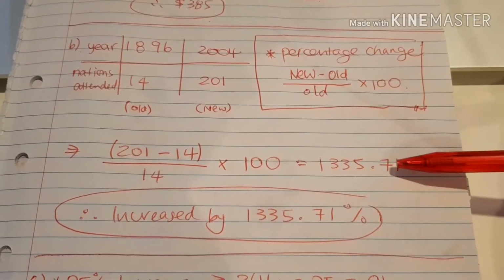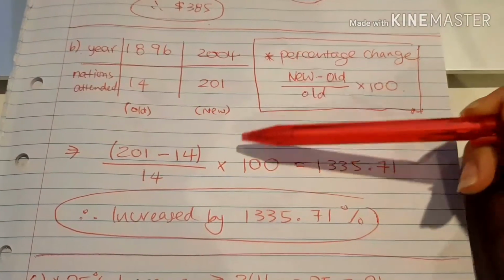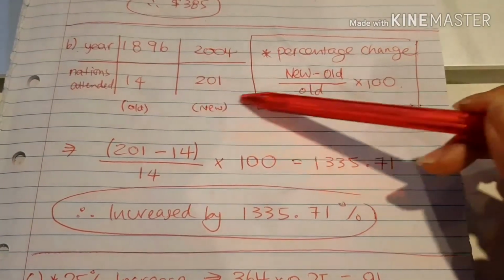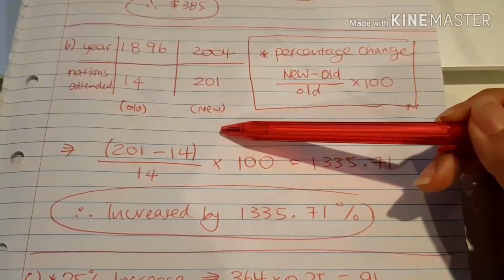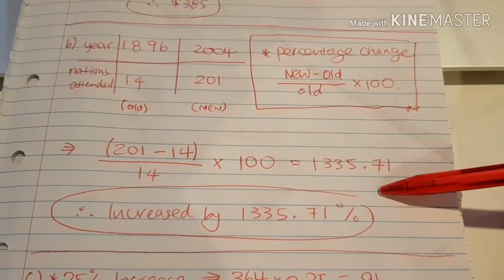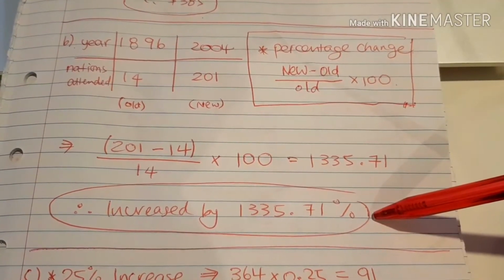Yep, if the value is positive, then it means over the years it has increased. Okay, if the value is negative, then the percentage has decreased over the years, right? So in this case, it's positive, so therefore it means it has increased by 1,335%.